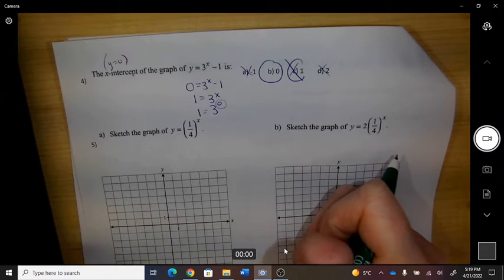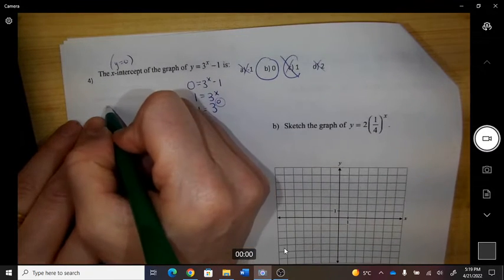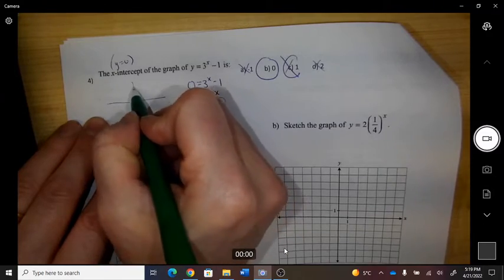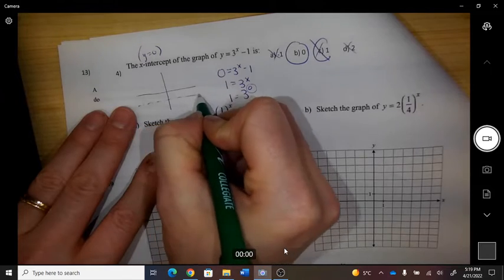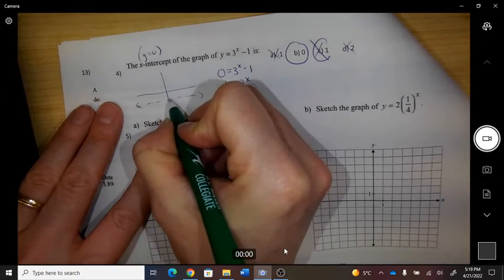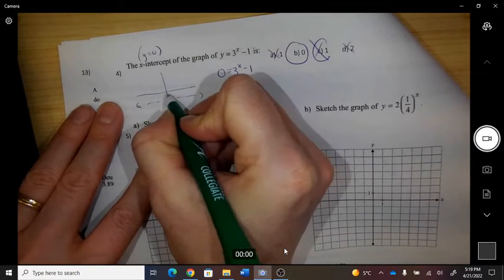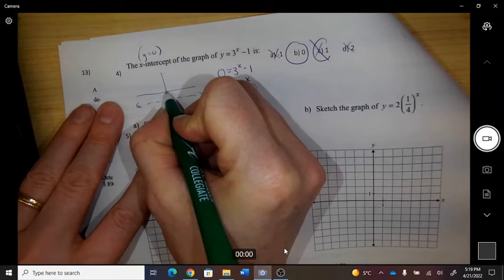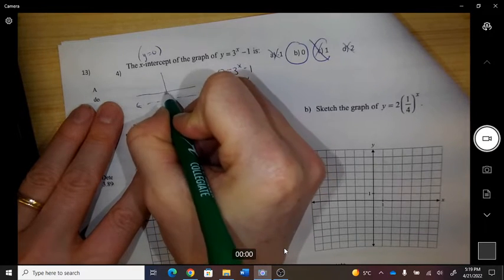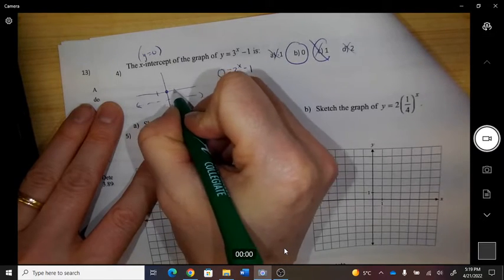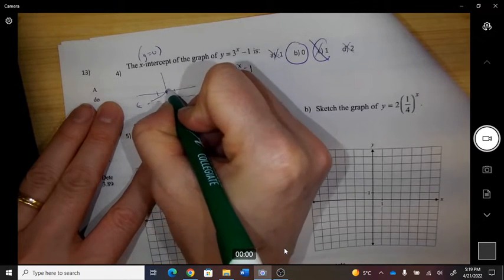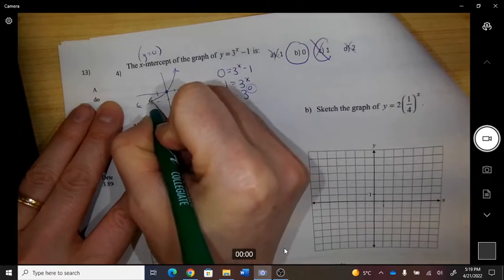Another way you could have done it was graph it. So we just did 3 to the x, and if we shift it down 1, that's our asymptote. So the original point 0, 1 would be there, and it would kind of go like that.